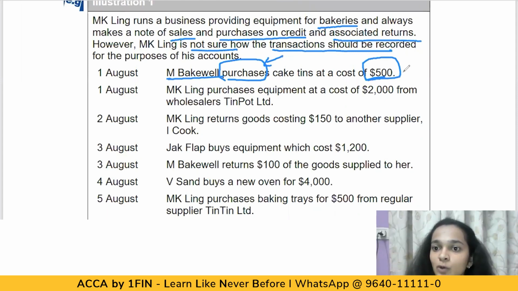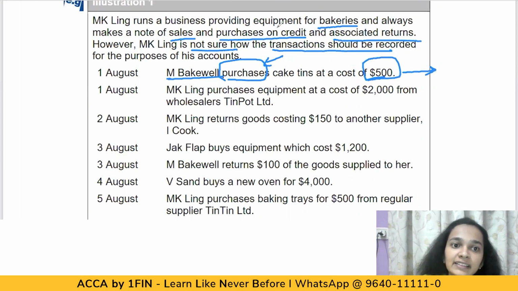So where will this first transaction go? Which day book will the first transaction be recorded in? It has to be recorded in the sales book. It is not a cash sale which is being made. These are all credit transactions. The question clearly mentions that MK Ling records all the credit transactions, and this is a credit transaction. So this first transaction, we'll have to post in the sales day book.